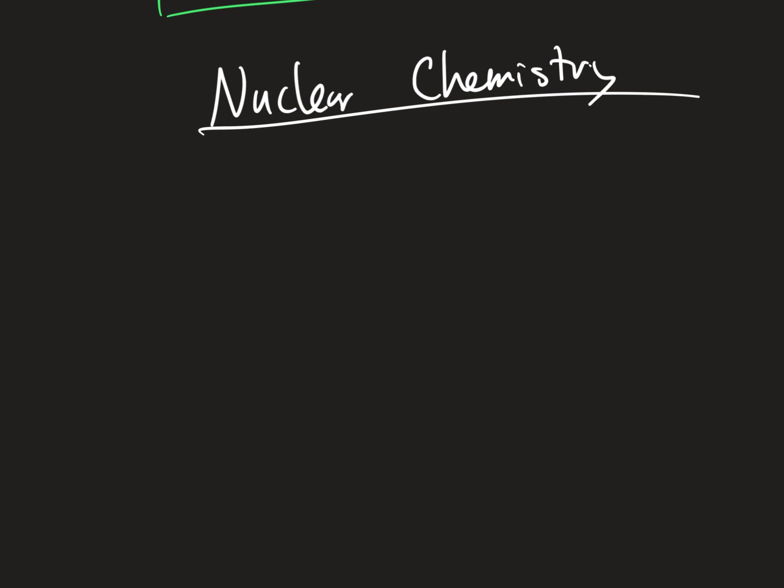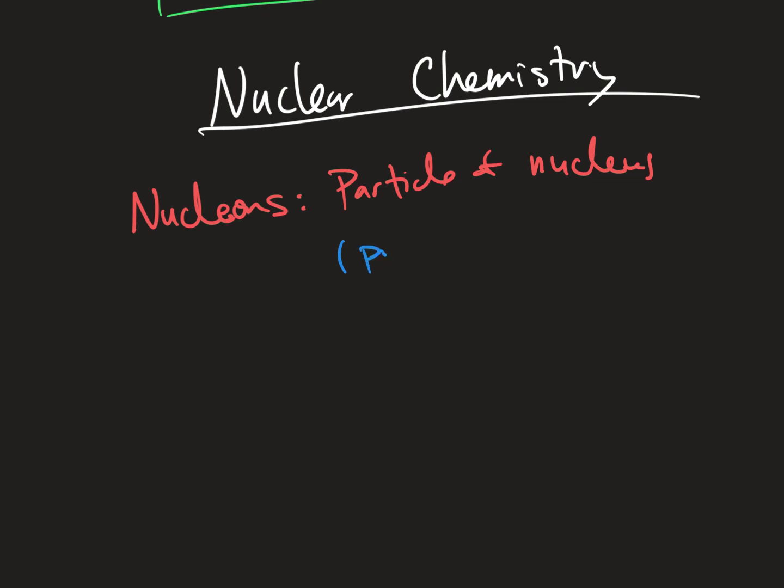Okay. So just a few terms here. So we got nucleons, which are particles of the nucleus. And what are examples of nucleons? Protons and neutrons. So we just call those nucleons. And those are the only things that change during a nuclear reaction. Good?